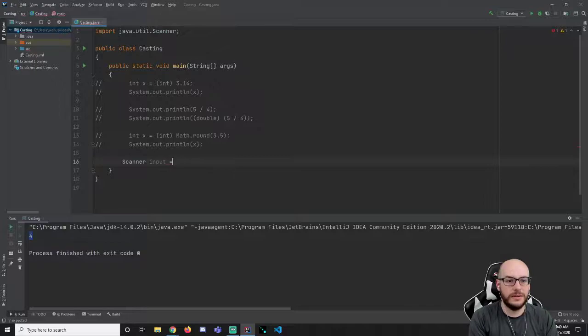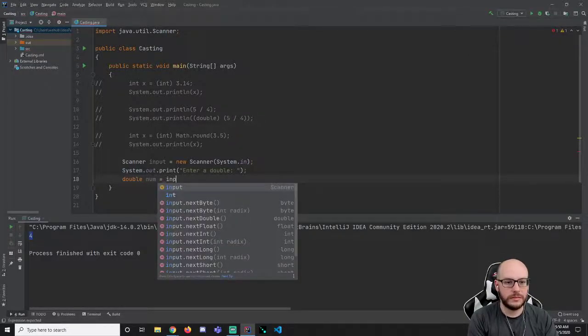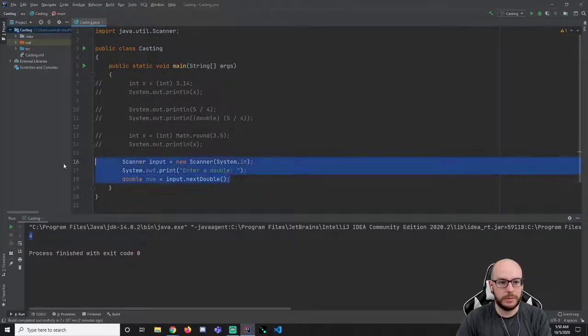Alright, so I'm going to create a Scanner that reads from the keyboard. Why don't we say, "Enter a double?" I'm going to get rid of the ln here so that the user's input appears right next to my prompt. Let's capture that. I don't know, num. Alright, so I'm just using Scanner so we can get a double from the user.